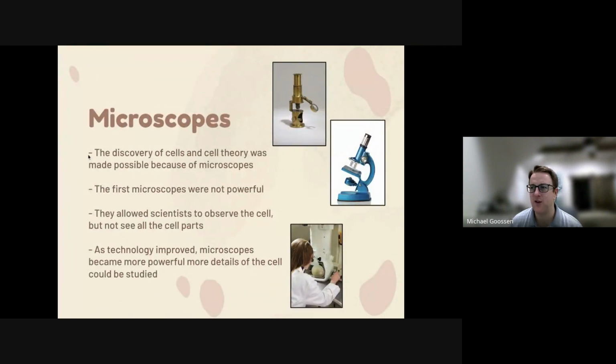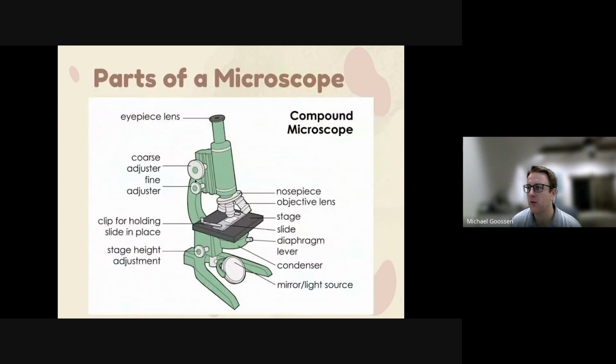So the rest of this lesson focuses on microscopes and cell theory. The first microscopes were not very strong, but now they're much stronger. And we're going to focus on the parts of the compound microscope, which is the type of microscope you see in your class, in a classroom. I know we're all virtual, but anyways, you see all the different parts here that I'll talk about.